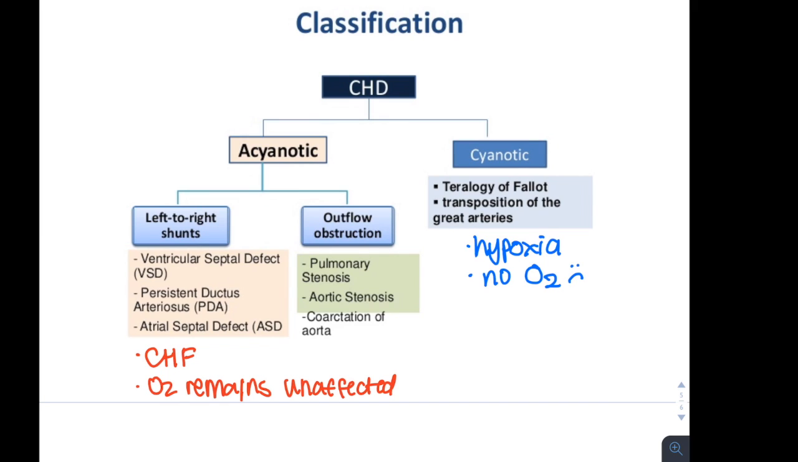To relate it back to the topics we've gone over in class, outflow obstruction can be seen in pulmonary stenosis or aortic stenosis, which we know as murmurs. And then cyanotic is when your baby is not getting enough blood to their body, so they're going to be hypoxic. A common example of that would be tetralogy of Fallot.